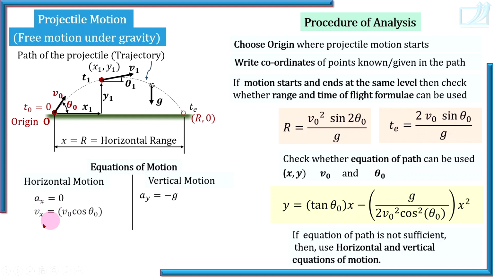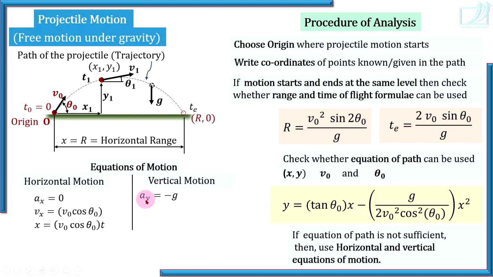So ax is 0. Vx is constant, v0 cos theta 0 is constant, and x is equal to v0 cos theta 0 into t plus x0. x0 is initial position which is at origin, that means x0 is 0. So we need not worry about that x0. So these are equations of motion in horizontal direction. ax is horizontal acceleration, that is 0, Vx is horizontal velocity, and that is horizontal component of initial velocity, v0 cos theta 0, and x is equal to v0 cos theta 0 into t.